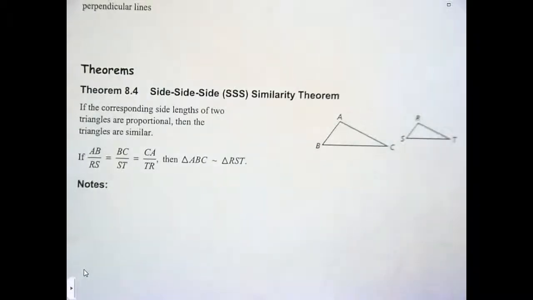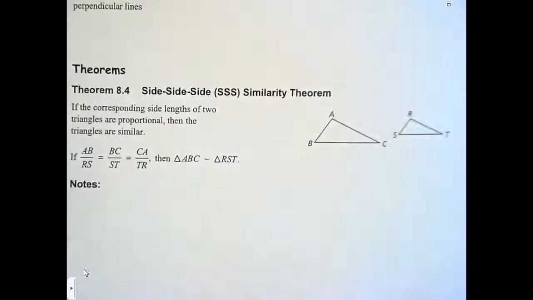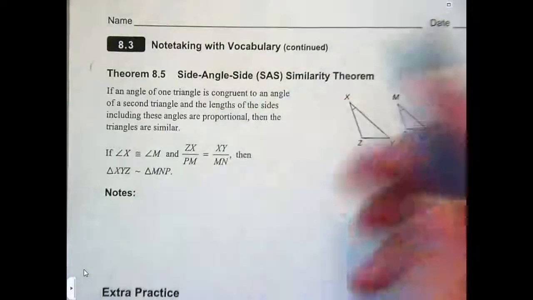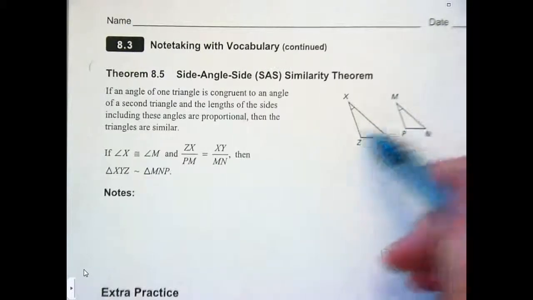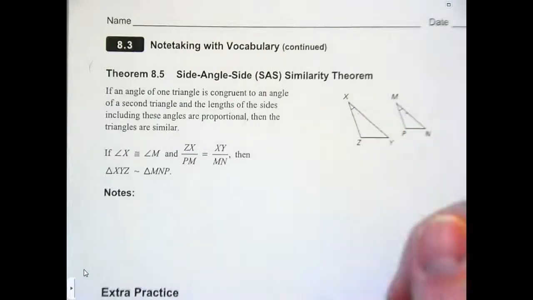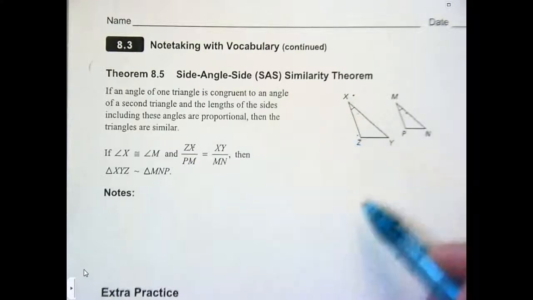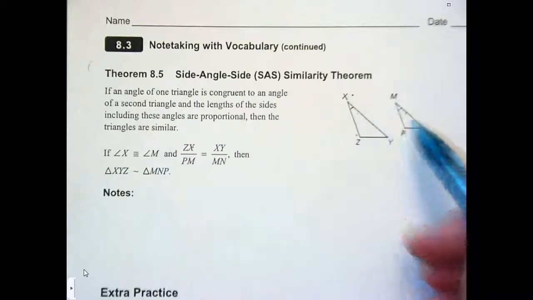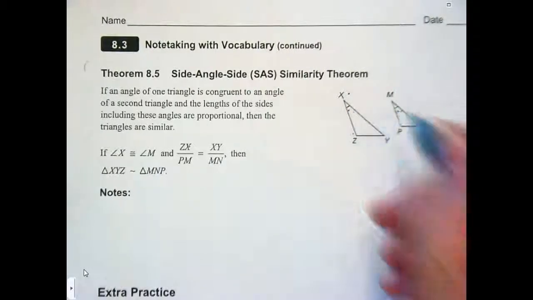So we have angle, angle we talked about yesterday. We're just expanding on that. We have side, side, side similarity, and then we have side, angle, side. This is on page 234. Side, angle, side just says if you have two pairs of proportional sides and the included angle, then the triangles are similar. XZ to PM, you have the angle, and then you have XY to MN. Then you have similar triangles. Note that the angle has to be included.